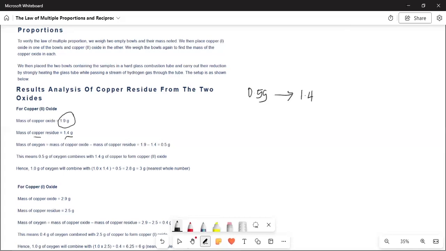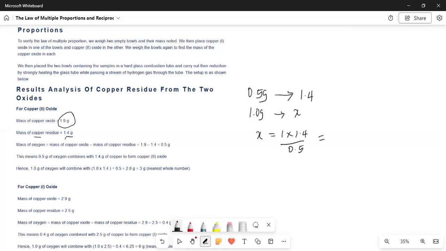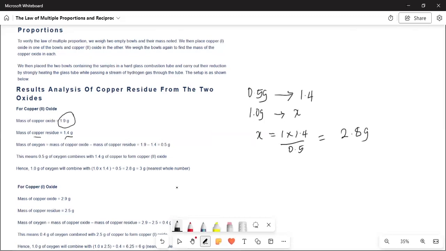So if that is the case, then 1 gram of oxygen will combine with x gram of copper. By simple proportion, x is equal to 1 times 1.4 divided by 0.5. Let's use a calculator there. So 1.4 divided by 0.5 is 2.8 gram. That means 1 gram of oxygen will combine with 2.8 gram of copper, and you can round this to the nearest whole number. That will be 3 gram in copper 2 oxide.